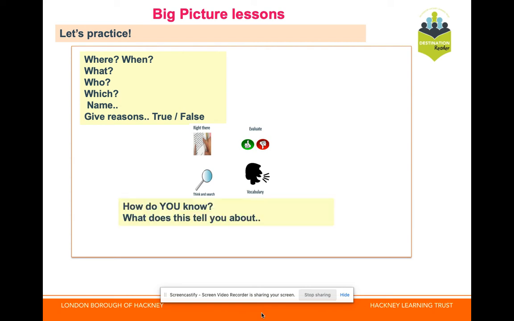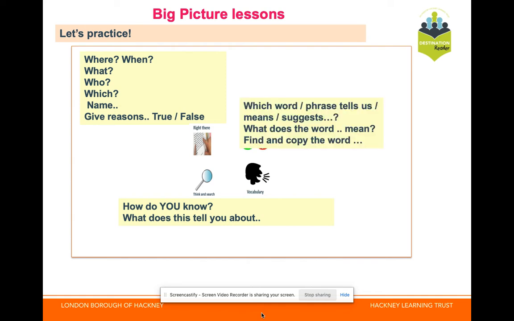We might ask you, how do you know? That means you have to find evidence in the text and then say to us, I know this statement is true because in the text it says, and then find the information that tells you the question is true or the question is false. We might ask you what a word or a phrase means, or what it tells us, or what it suggests. And that means you have to find a little bit more information about that word when you write the answer.